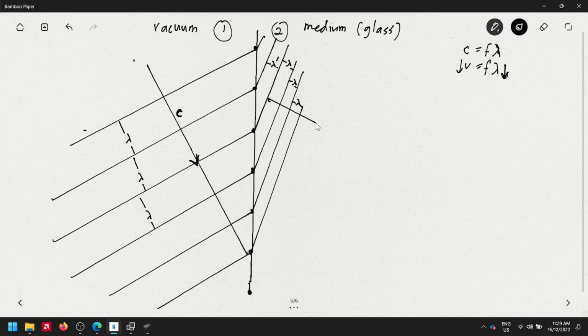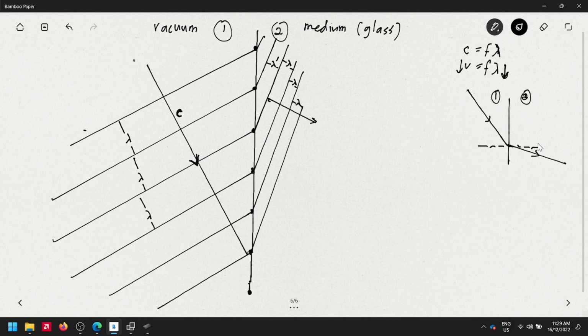The direction of light propagation is over here. If I draw a mini diagram here, this is medium number two, and this is medium number one. My light comes from here to here, and then it will bend towards that direction. It will bend towards that direction. So this is the normal.